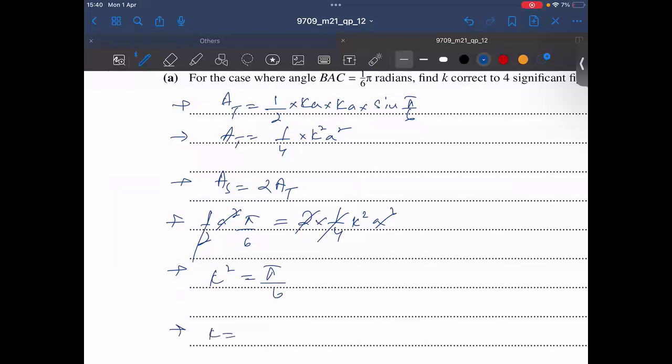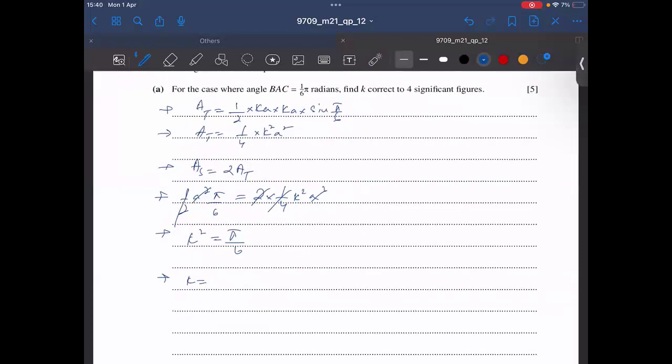So what is the value of K, correct to four significant figures? 0.7236. Yes, 0.7236. All right.